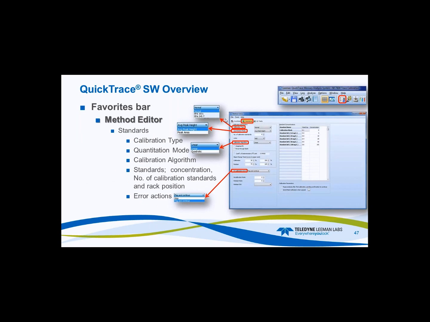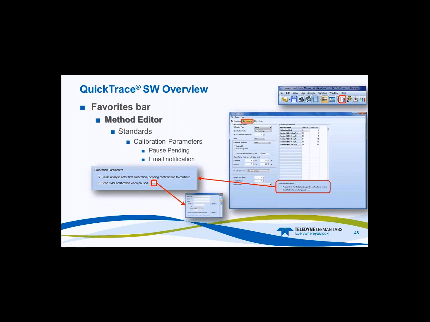So under the standards page, this is where you set your calibration type. So you can have normal, EPA 1631-245-7. Your quantitation mode, so you can choose peak height or peak area. Your algorithm can be linear or quadratic, and you enter the standards concentration, number of standards, and rack position. Also on this one here, on error, you can continue, stop, or flag and continue as well, and that's for the error actions down here.